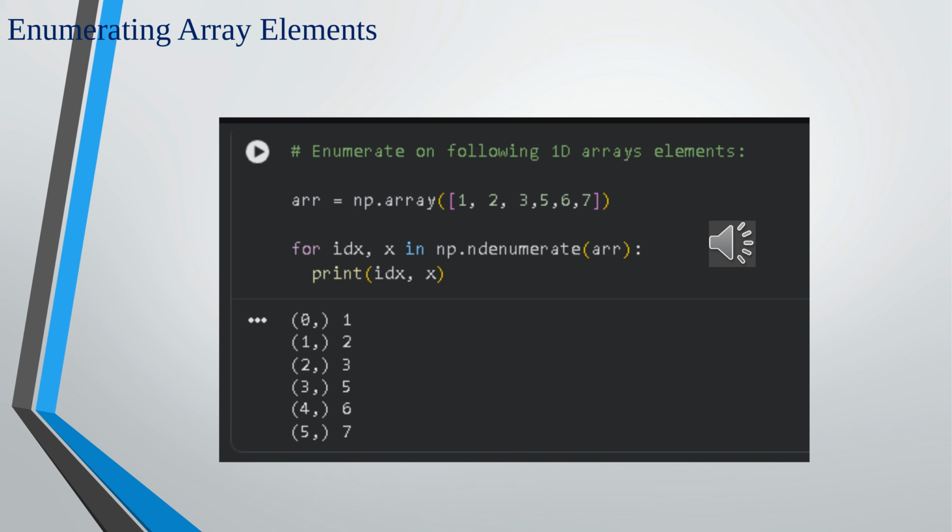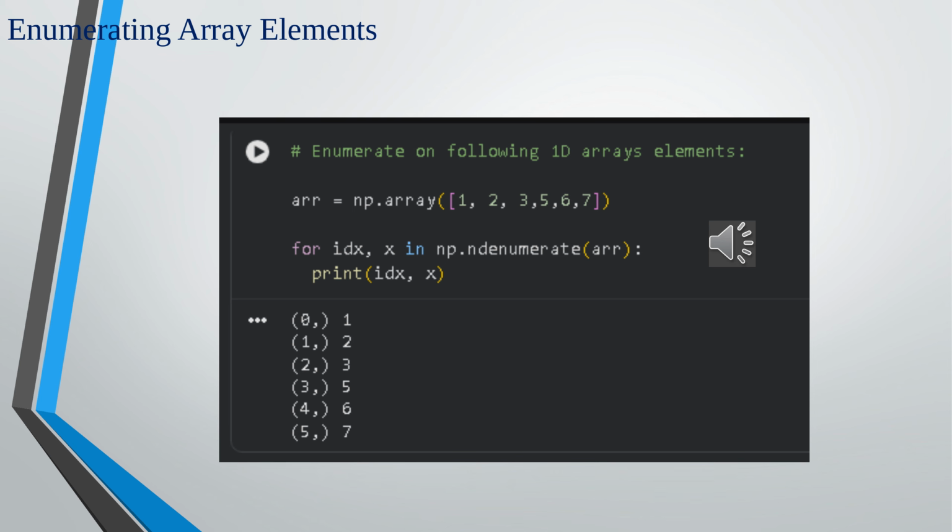In this example, we create a one-dimensional NumPy array containing the values 1, 2, 3, 5, 6, and 7. We then use a for loop together with np.ndenumerate. During each iteration, the variable index stores the index of the current element, while the variable x stores the corresponding value. As shown in the output, the function returns pairs such as 0, 1, 1, 2, 2, 3, and so on. Notice that the index is displayed as a tuple.